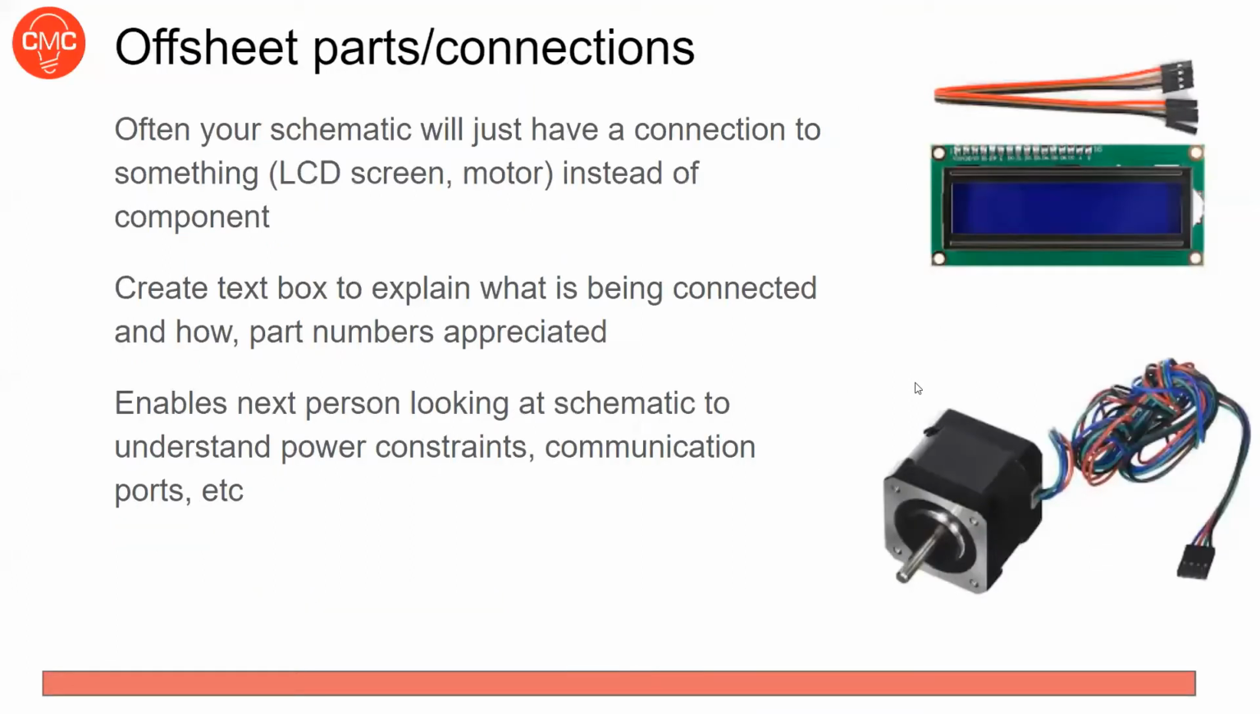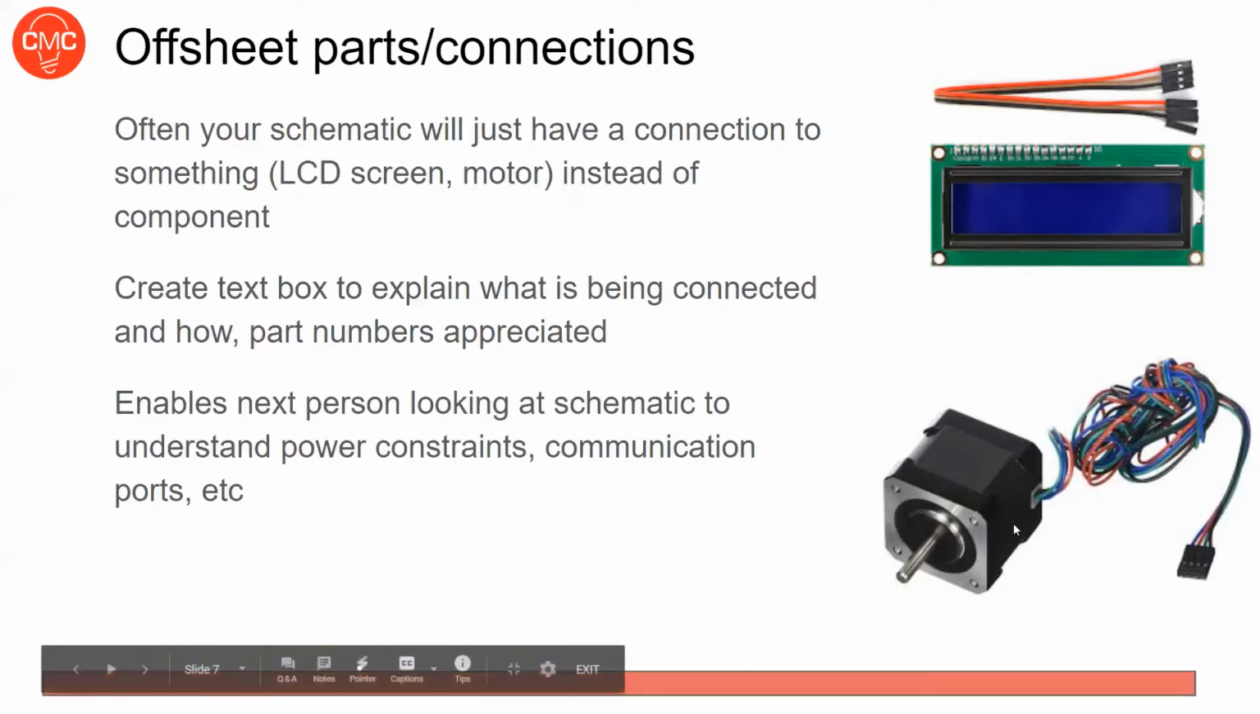If you have any off-sheet parts or connections on your schematics, so let's say you're plugging in a motor, you won't put the motor on your board, you'll put a header for the motor on your board. Don't just put a header and call it motor. That's not good enough. You need to create a text box or something to explain what is being connected there, and give a part number if you can, like the part number of the motor you're connecting or the LCD you're connecting.